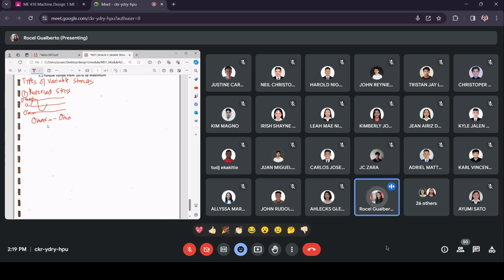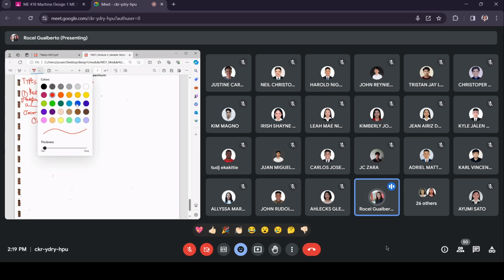For example, maximum is 10 KSI and minimum is negative 10 KSI. So they have the same value, only that one is the negative of the other. So sigma max is equal to negative sigma minimum. If this is a property of the reverse stress, you now find the value of your sigma M and the value of your sigma A.